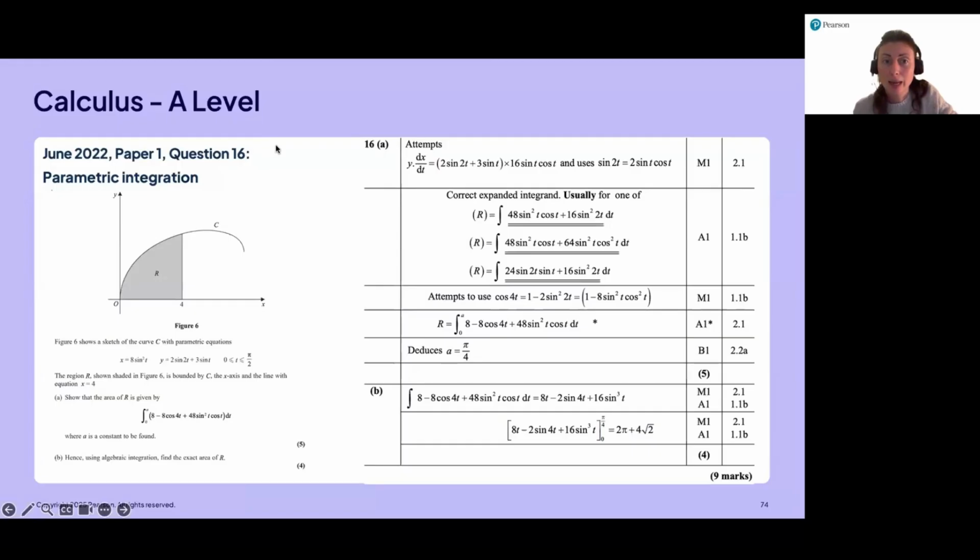So you can see we had the derivative of x and then substituted it all in for parametric equations. And then, yes, the third mark attempts to use cos 4t equals 1 minus 2 sine squared 2t. That's a double angle identity, but we've got a 4t as the angle on the left-hand side.